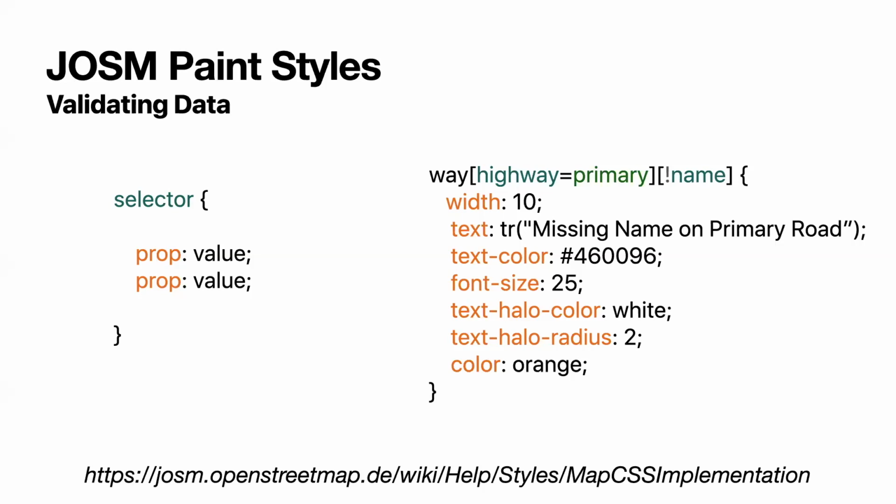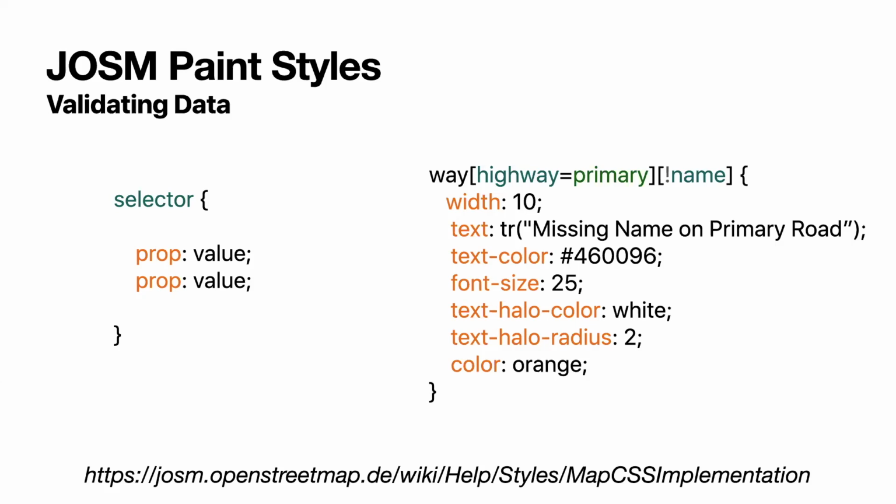On the right, we have an actual example of a paint style, so we can dig in to what it's trying to do. At the start of the selector, we see way, which is a type of element in OSM, typically a linear feature. It could also be a closed area. So we know that we want to style ways at this point. Next, in the brackets, we see that we have highway equal to primary. Highway is a tag in OSM. So we're trying to style a highway that has a value of primary.